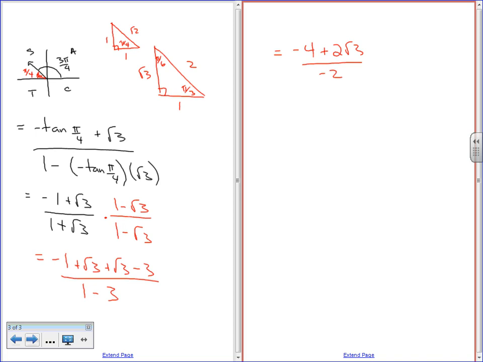And then I look at each term in that expression, the negative 4, the 2 root 3, and the negative 2. All of them are divisible by 2. And in fact, I'm going to get rid of this negative as well. So I'm going to divide all these terms by negative 2. Negative 4 divided by negative 2 is 2. Negative 2 divided by negative 2 is negative 1. And negative 2 divided by negative 2 is 1. And if you want to make it look a little bit nicer, you'd write it like that.